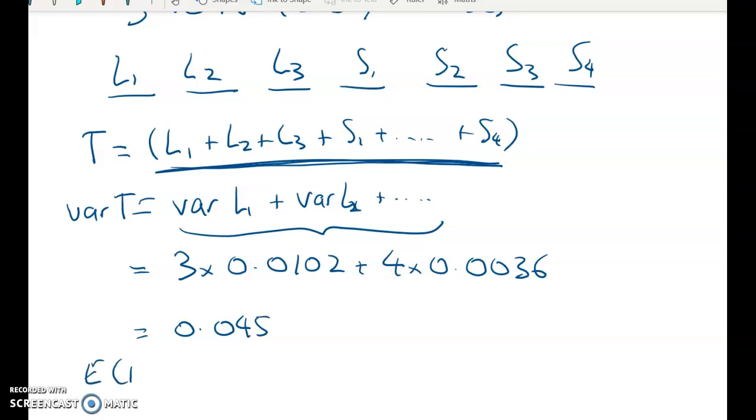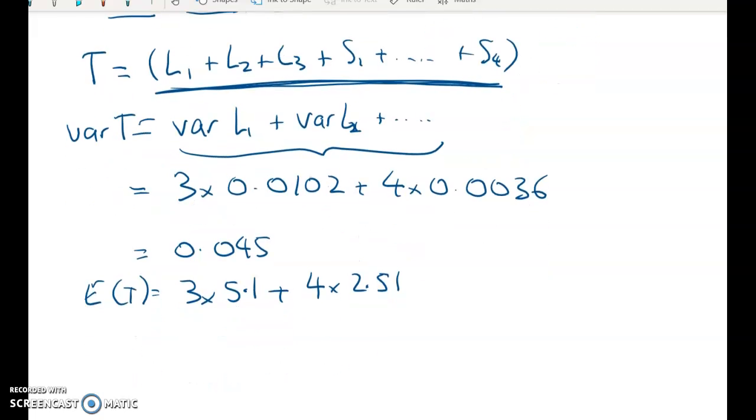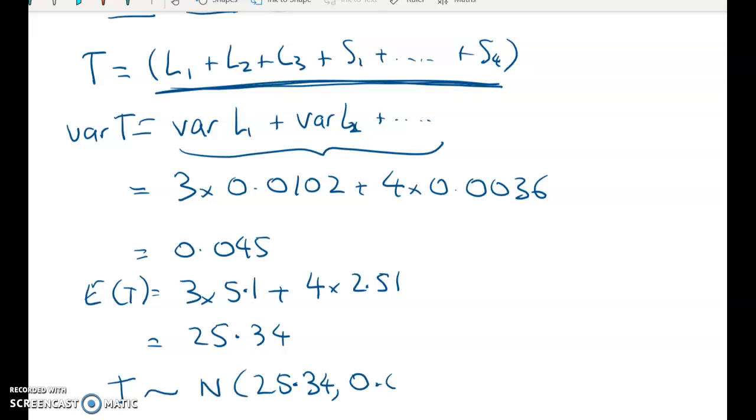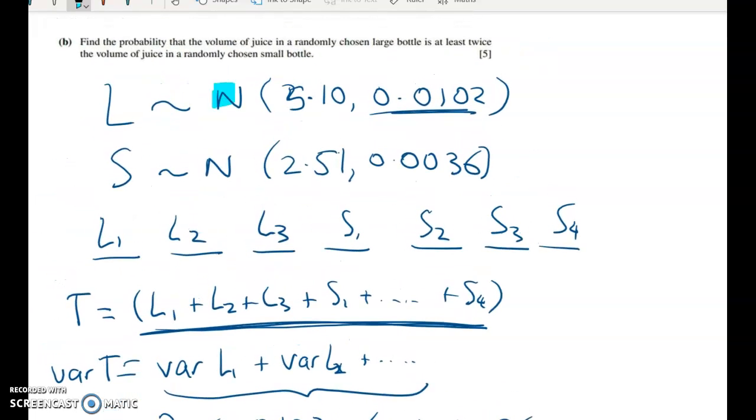And we know that the expected value, the average, will be 3 times the large ones, so 3 times 5.1, plus 4 times 2.51. That sets me up to say that the total will be normally distributed, and I'll come back to why in a second, with these parameters: the mu for the total random variable is 25.34 and the variance is 0.045. The reason we can assume that the total is also normal is because in this question we know that the shape of the distribution is normal for both of those.